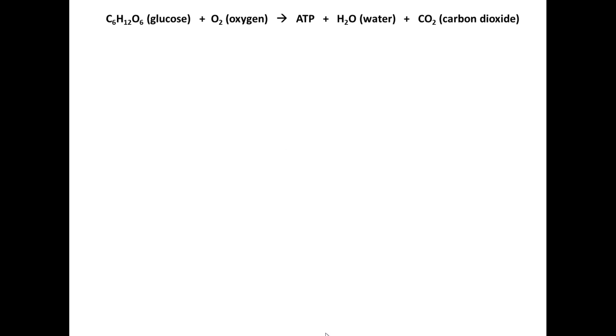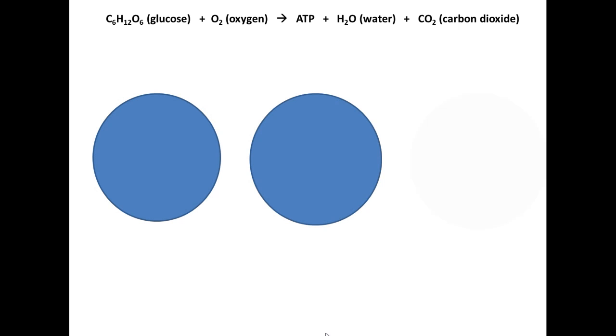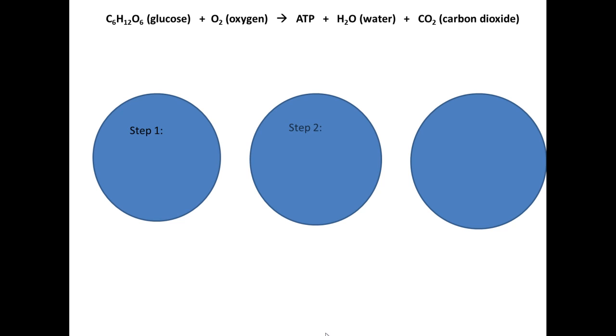So what I asked you to make is a concept map, and a concept map is just a visual way of showing how different things are related. So here is our cellular respiration summary equation. We have glucose and oxygen as our reactants, and ATP, water, and carbon dioxide as our products. So we have 3 steps: step 1, step 2, step 3. Step 1 is glycolysis, step 2 is the Krebs cycle or citric acid cycle, and step 3 is oxidative phosphorylation.